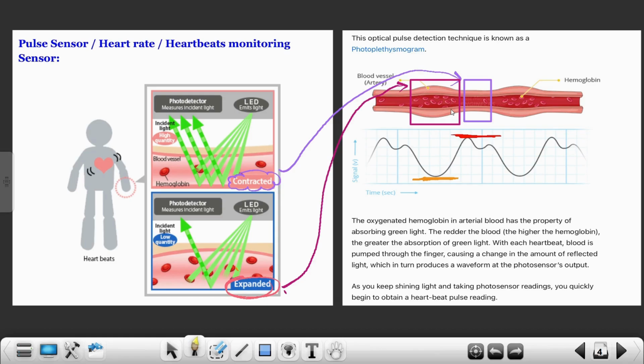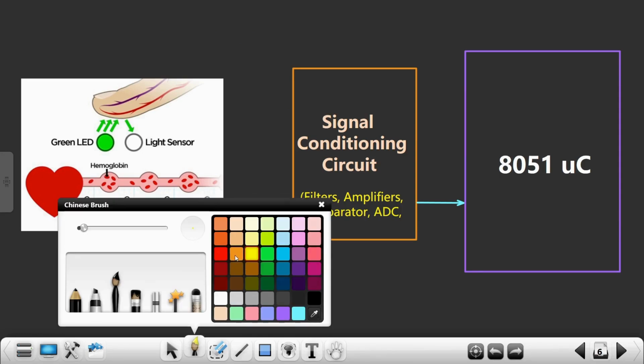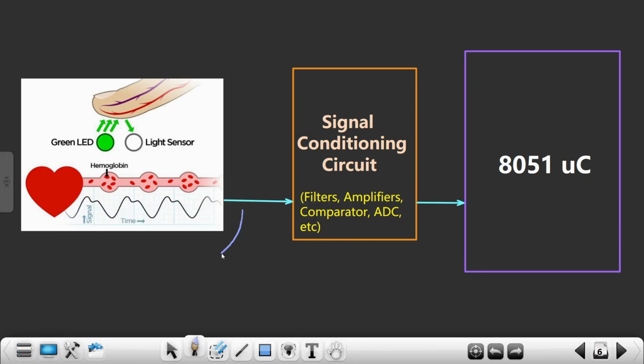Whatever signal this photo detector detects, this is the signal that the sensor will receive, or rather the photo detector will give, right? Now obviously this is one analog signal. So let me just write over here, this signal is an analog signal, right? And obviously there would be a certain signal conditioning circuit.